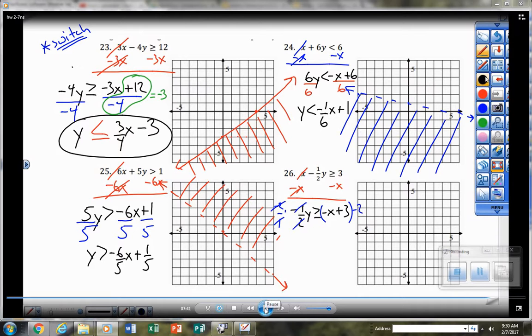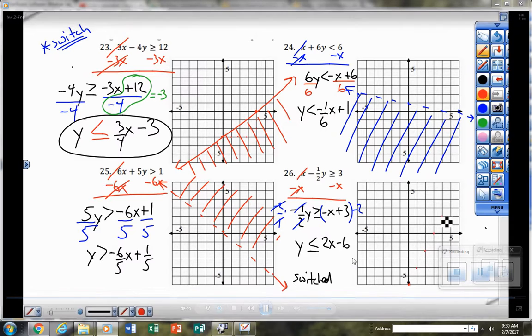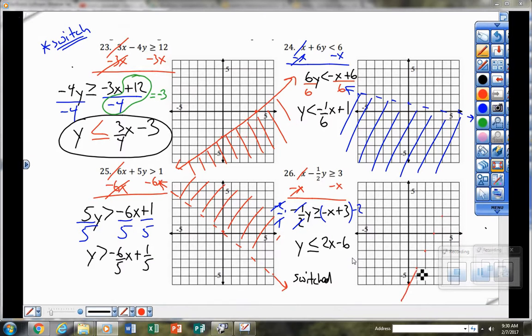And then on my right side, I distribute. Make sure you flip the inequality. Dividing or multiplying by a negative number flips your inequality. So that when I distribute gives me positive 2x minus 6. So -6 is my y-intercept. Right about here. Over 1, up 2, over 1, up 2. That will be a solid line. Less than, shade below.